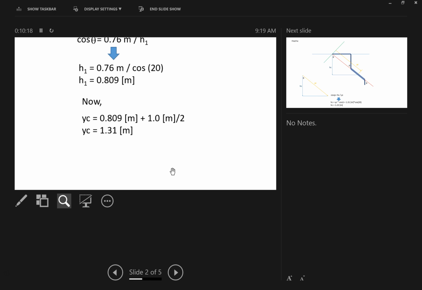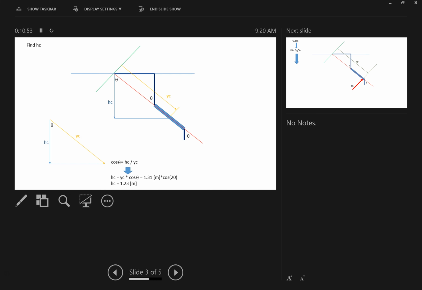All right, we found YC. What's the next step that we need to find? Before we need to know HP, we need HC, because we need to find the average pressure with HC. Does everyone have this? I'll zoom into the equation here in a minute. So what we want to do now is we want to find HC.